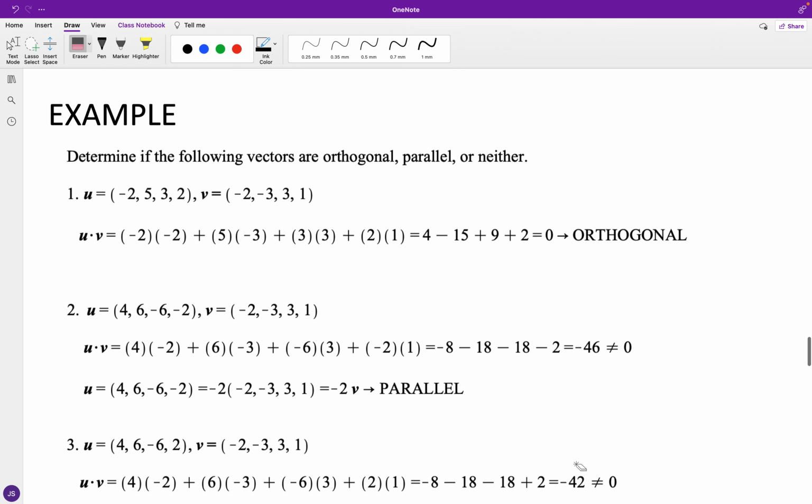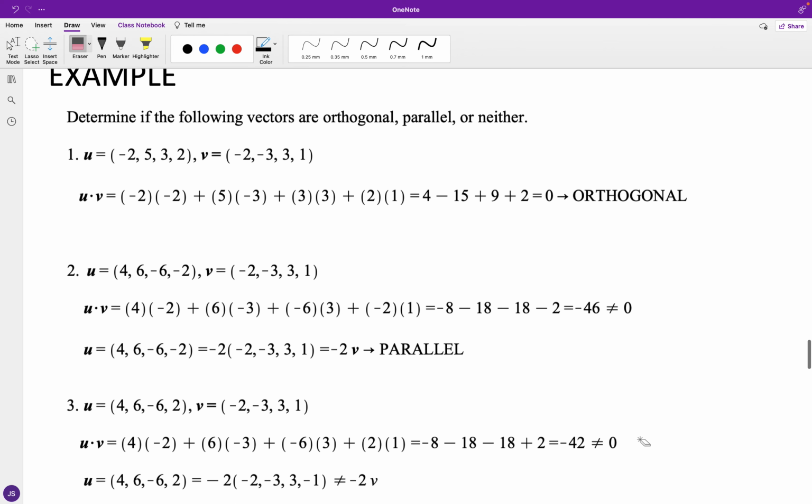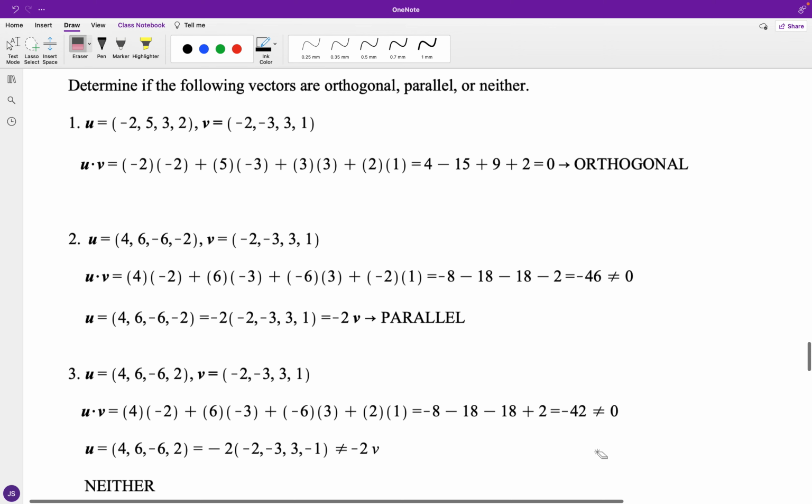And if I had u consist of +2 as opposed to -2 at the end, guess what? The dot product is still non-zero, so they're not going to be orthogonal. And u is not going to be a scalar multiple of v. So in this case, you're going to have neither orthogonal nor parallel.